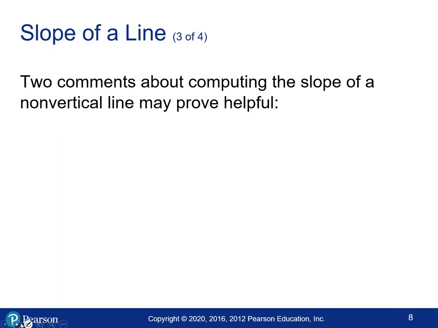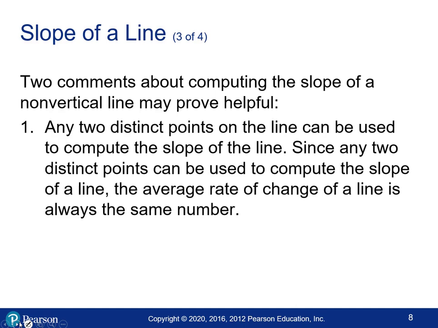So a couple of things to talk about real quick, and then we'll get into some examples. Any 2 distinct points on a line can be used to find the slope. It doesn't matter which 2 points you pick on a line, because it's not going to be curving or anything. Any 2 points you pick on the line will be perfectly fine for you to get the slope.